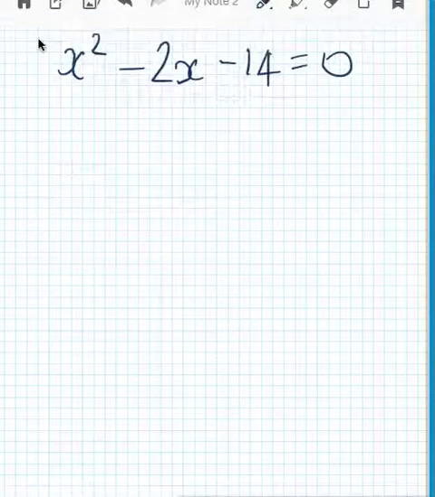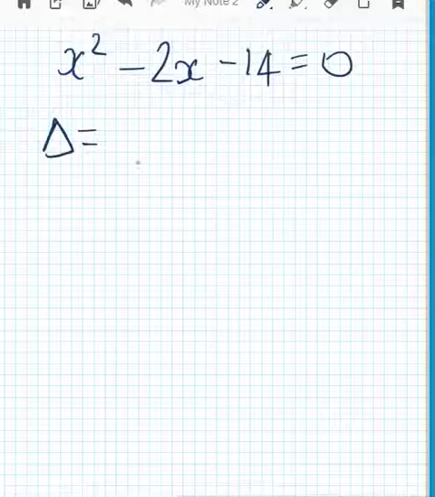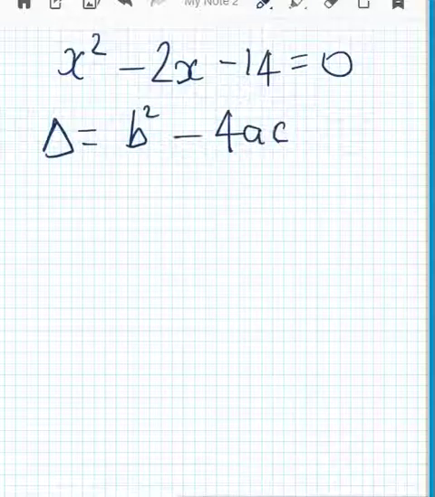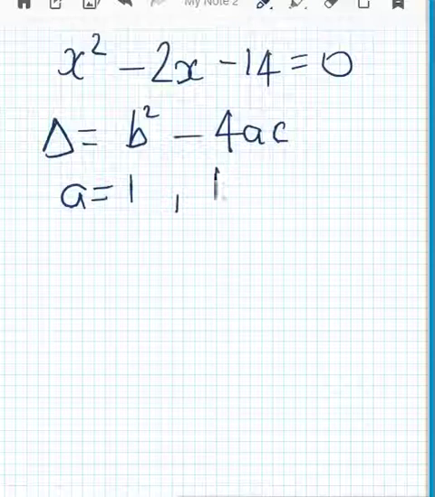So for our final question, we have to find the solutions for this. But before we do, let's use our discriminant to see how many solutions we have, or x-intercepts. So discriminant is b squared minus 4ac. And once again, it's the part under the square root of our quadratic formula. Now, a is equal to positive 1, b is equal to negative 2, and c is equal to negative 14.